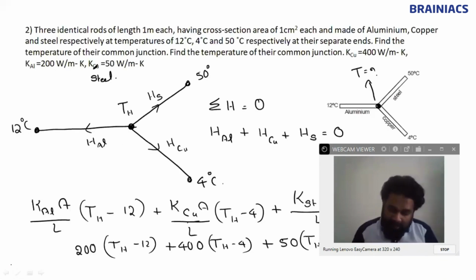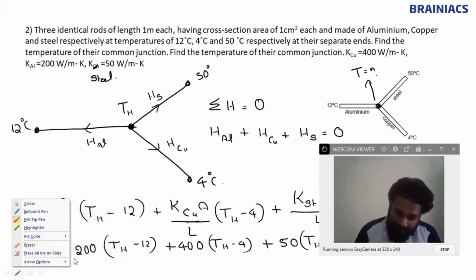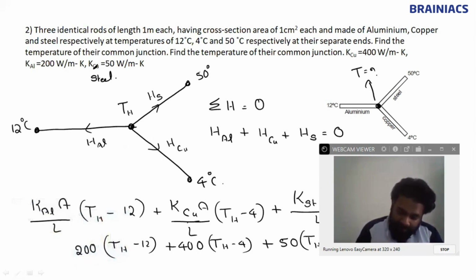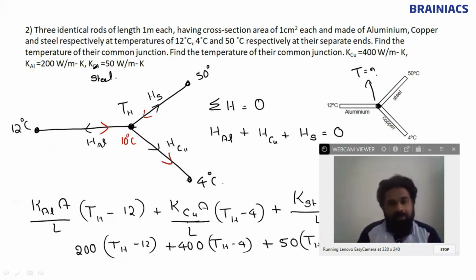So this temperature of this common junction we are getting as 10 degrees Celsius. So one thing is clear, I shall mark the answer in red color. So this is 10 degrees Celsius. From 12 degrees Celsius and 50 degrees Celsius, obviously the heat current will be coming into this, because they are at a higher temperature side. And to 4 degrees Celsius, the heat current will be going. That is going to be the correct direction.